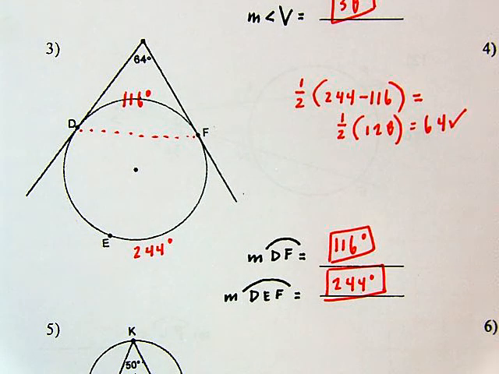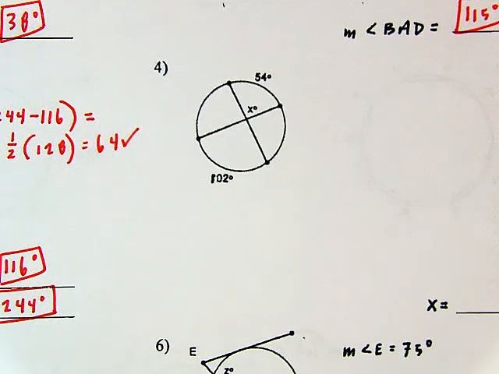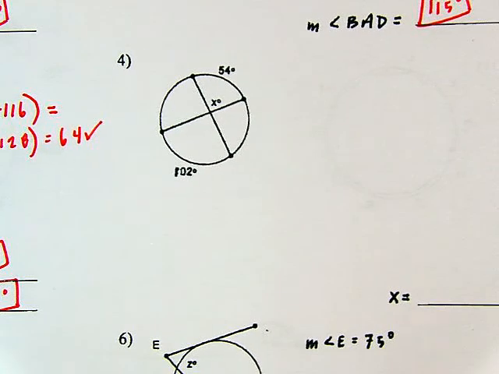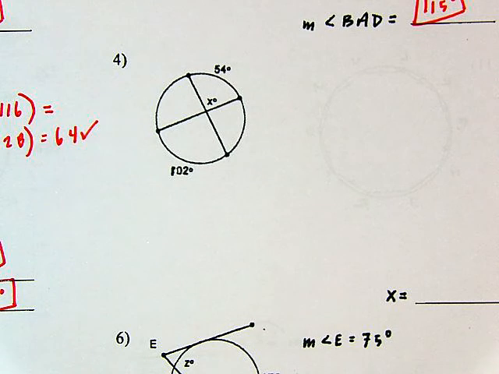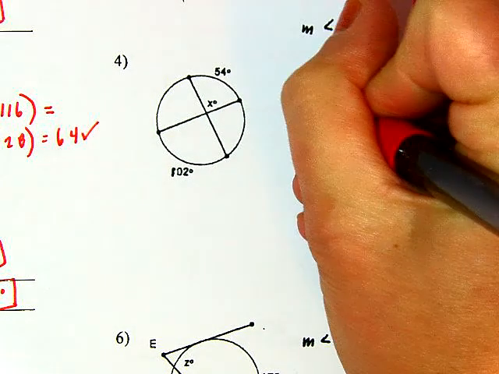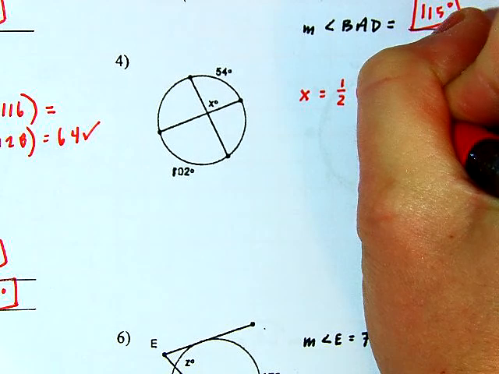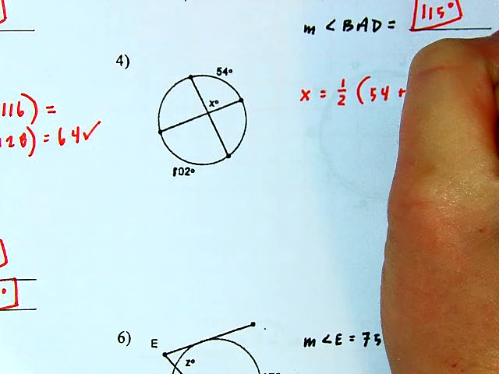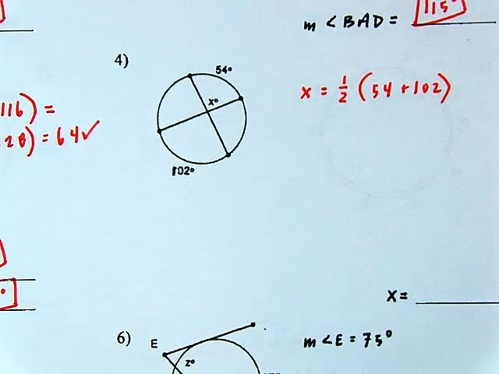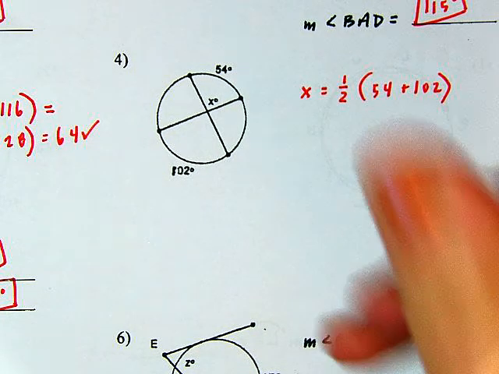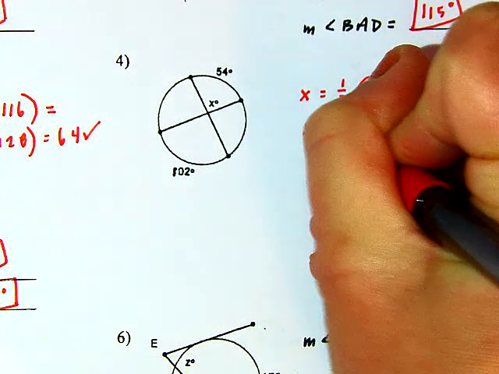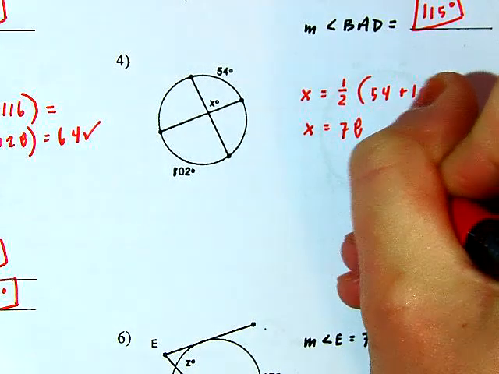All right, next problem, number 4. So here the vertex is inside the circle. So the angle is going to be the average of the 2 intercepted arcs. So x will be 1/2 the sum of 54 and 102. So average of the 2 intercepted arcs. So here we're going to get half of 156, which would get us 78 degrees.